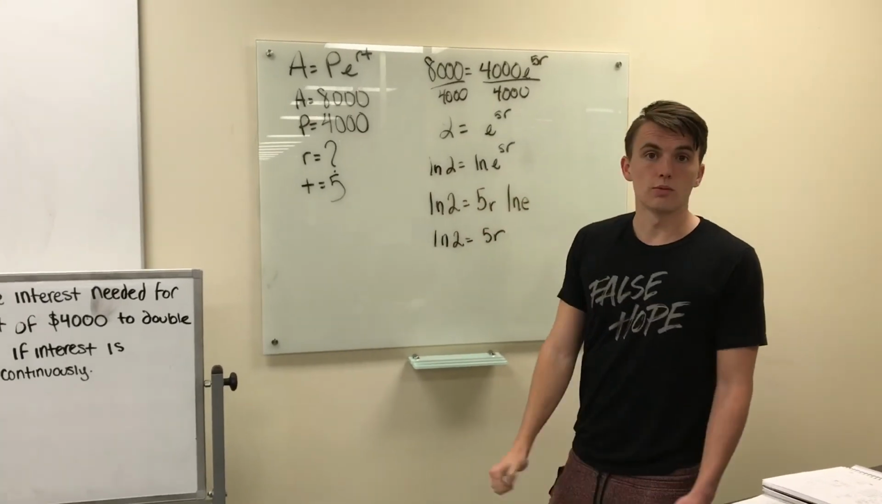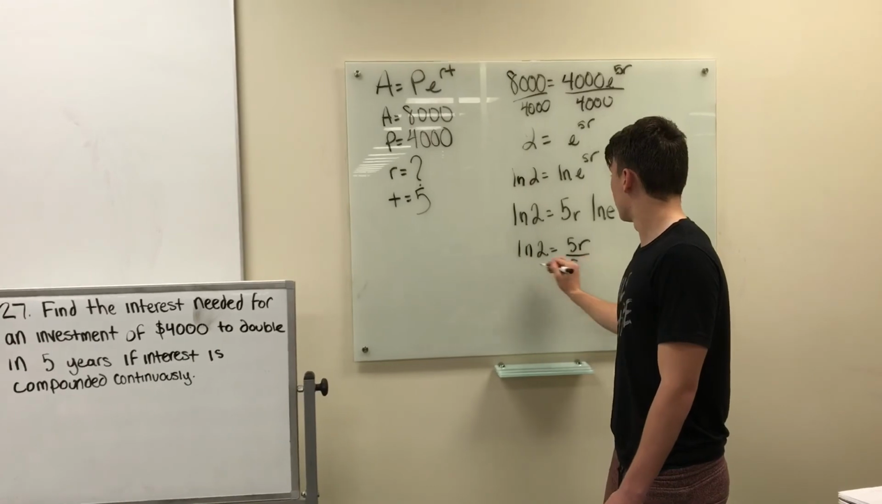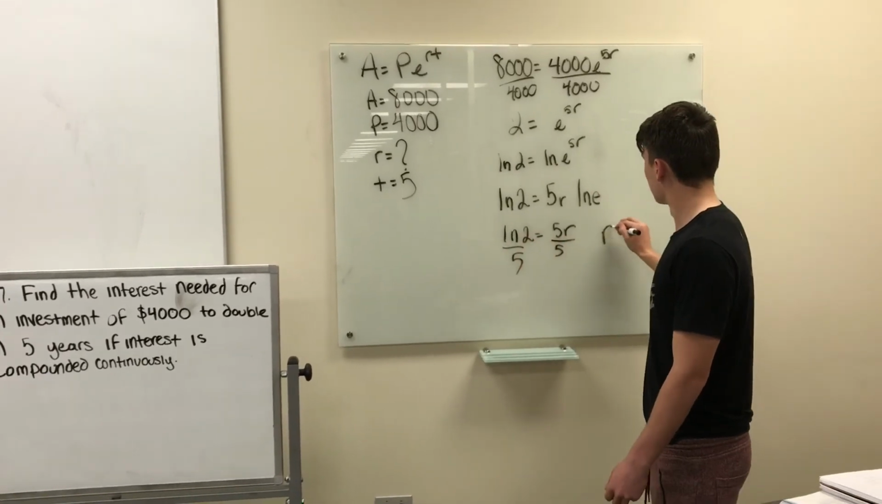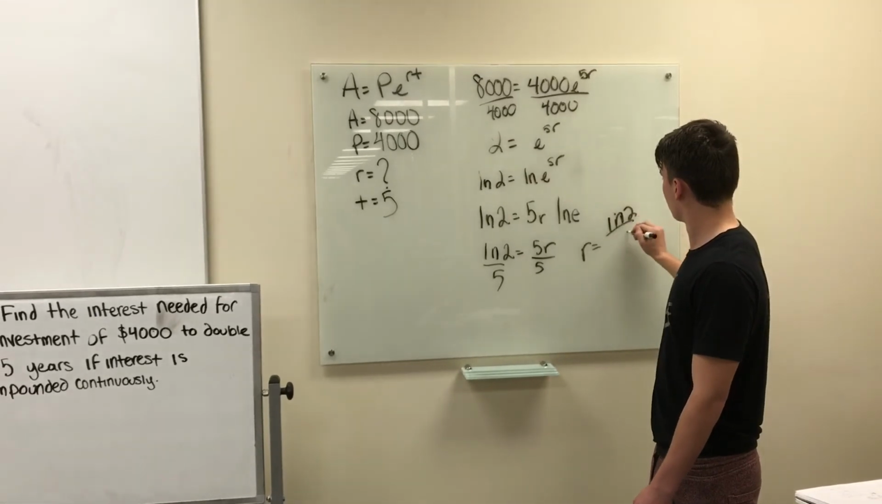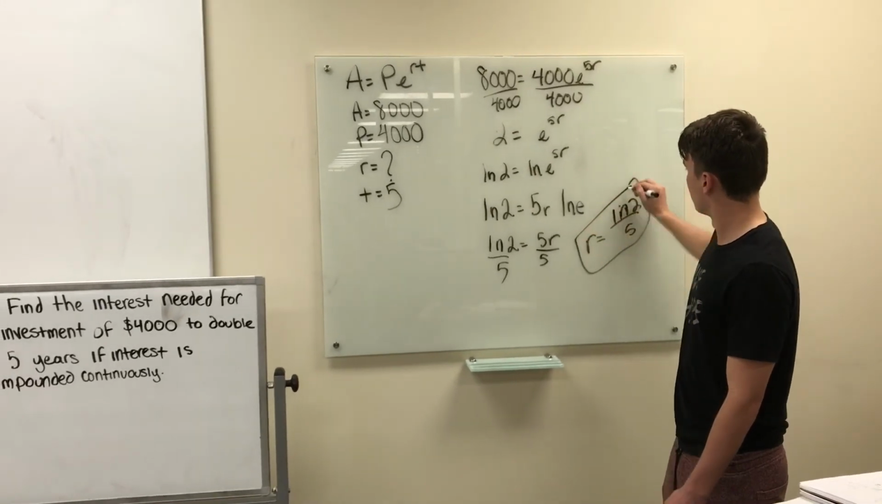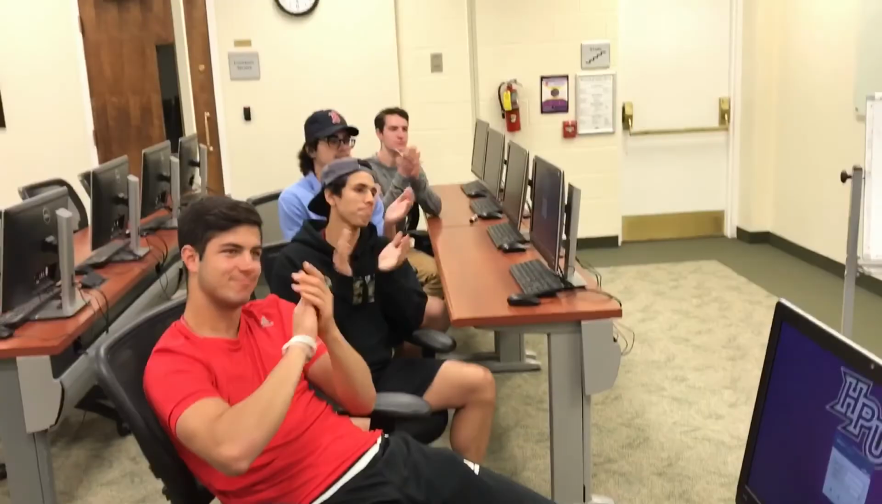Now, in order to get the r by itself, divide by 5, and you're left with your interest rate of ln of 2 over 5. Great.